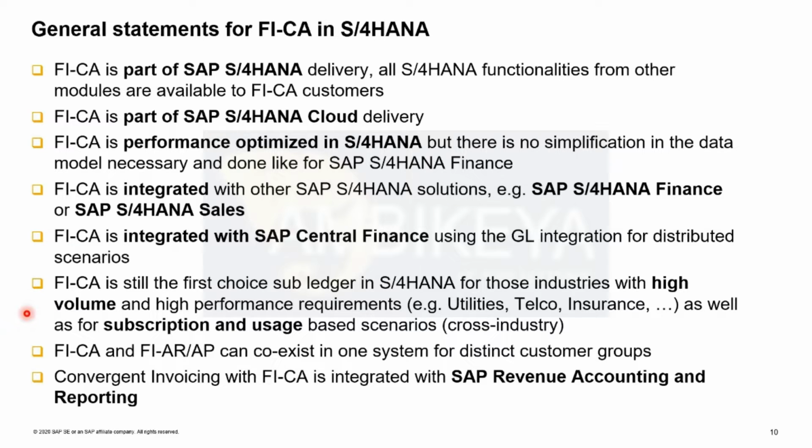FICA is still the first choice subledger in S/4HANA for those industries with high volume and which are using subscription and usage-based scenarios. We are the subledger which should be taken. But of course, FICA can coexist with the other very important subledger, FIAR and AP, and can coexist. But we would always recommend to do that only for distinct customer groups.